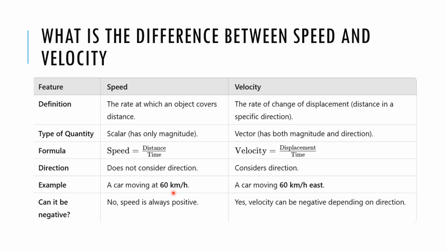Here you can see the example. A car moving at 60 km per hour. Here I am specifying only the magnitude, so it is speed. Velocity: a car moving 60 km per hour east. Here I am specifying the magnitude as well as direction. Now I think you understood the difference between displacement and distance as well as speed and velocity.